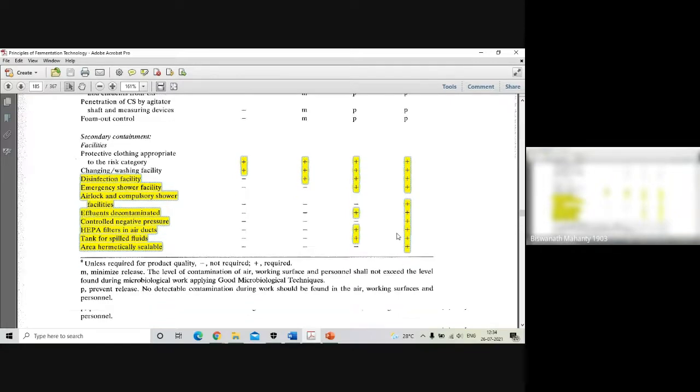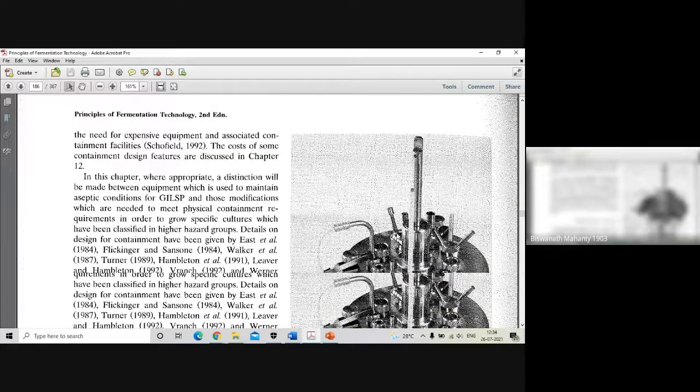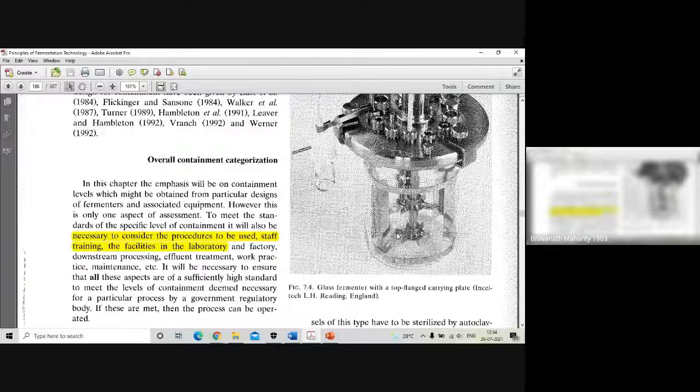So basically, this is definitely going to deal with only theory. But how I am going to categorize this containment in facilities, how the fermenter will do the job, that is also very, very important. How can I take out the sample without any problem? I'll show you some other diagrams, not here.